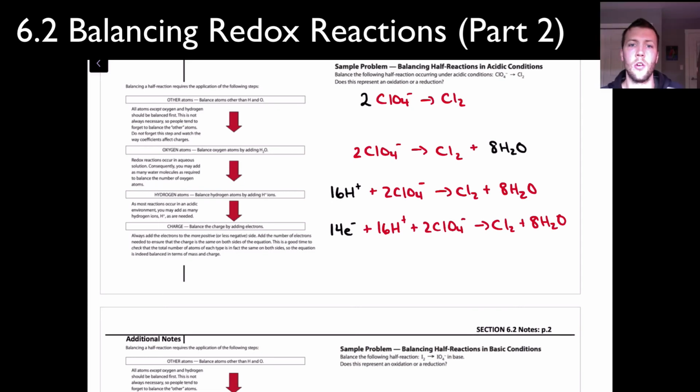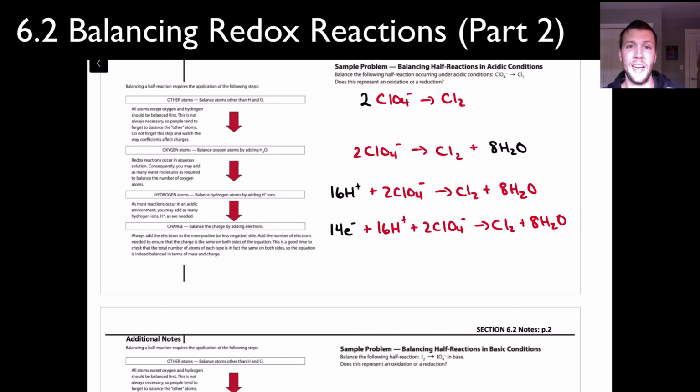To answer the final question, this is a reduction half reaction, and we can tell for 2 reasons. First of all, the balanced half reaction shows that there are electrons on the reactant side, meaning that we have gained electrons. Gain of electrons is reduction.